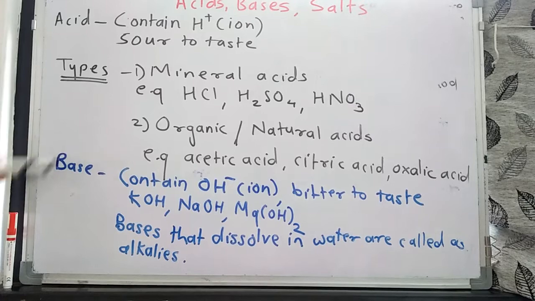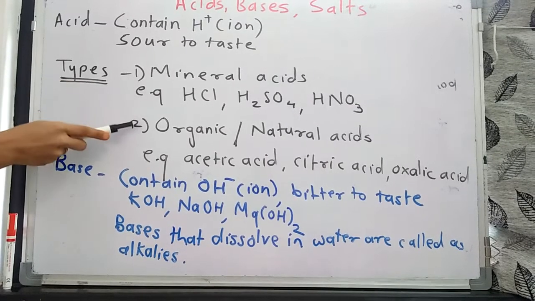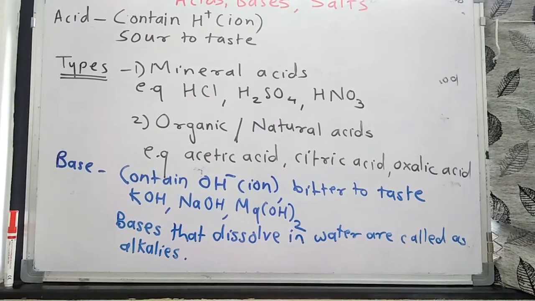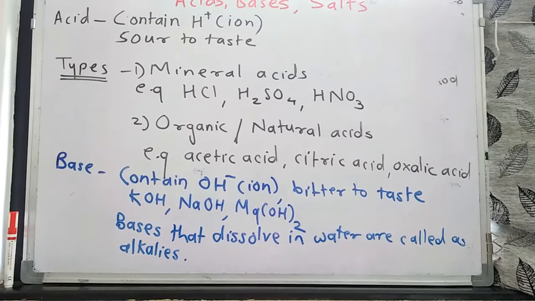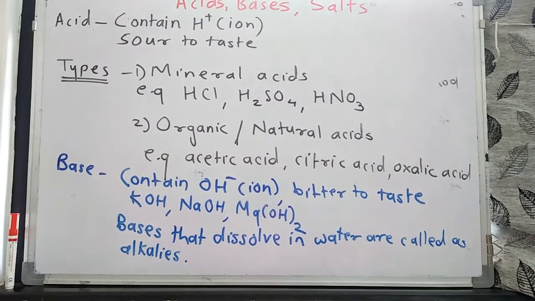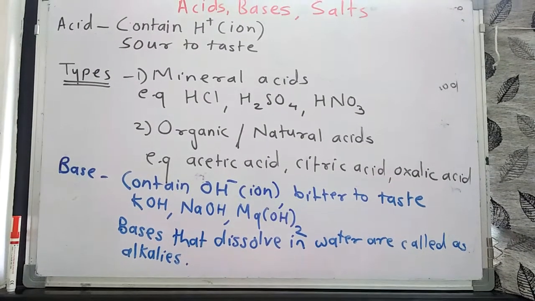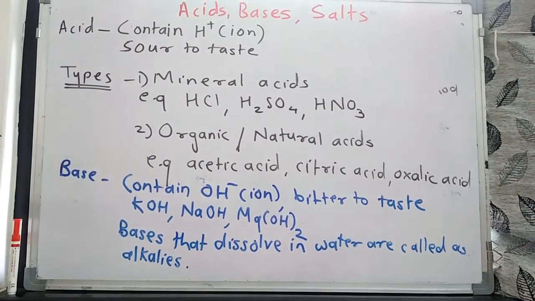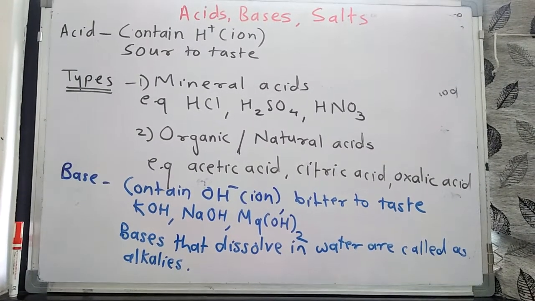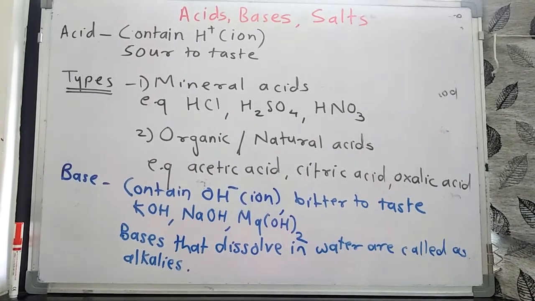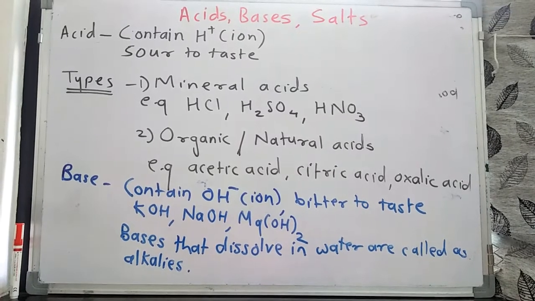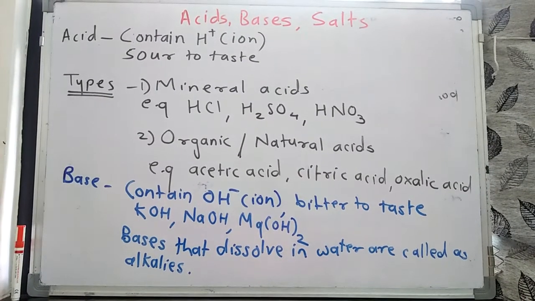There are two types of acid. The first is mineral acid, the second is organic acid. Acids made from minerals that we use in the laboratory are mineral acids, like hydrochloric acid, sulfuric acid, nitric acid. And acids that we obtain naturally from fruits, flowers, vegetables and animal bodies are called organic or natural acids, like acetic acid, citric acid, oxalic acid, and formic acid, which is present in the body of ants and honeybees. These are all organic acids.